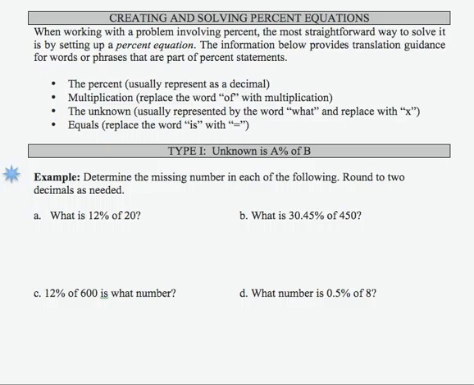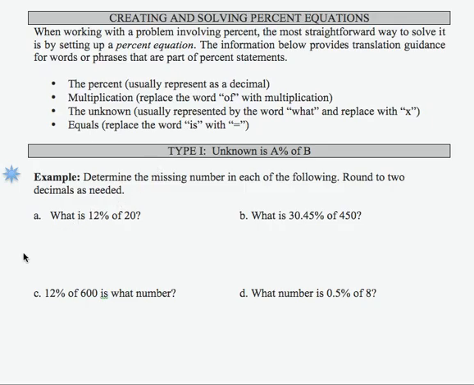We're going to be creating and solving percent equations, and when we do, there's some mathematical terminology that we can look for that will help us set up our equations. The percent is usually represented as a decimal value. Multiplication is usually noticed when we see the word of. Anything we're looking for that we don't know is usually replaced by the variable x, and then equals is usually a sign that we use to replace the word is. So let's see how that works with these equations below.